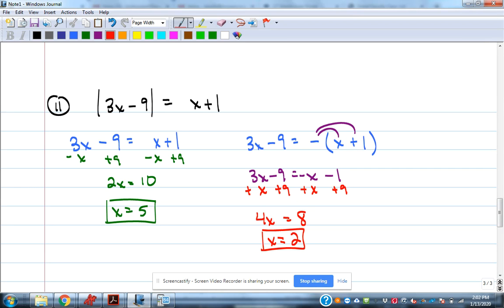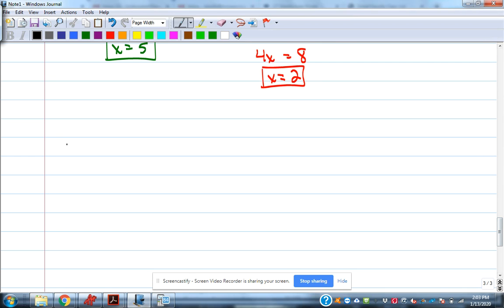It is possible that you get two answers and you check them and only one of them works. And you have what's called an extraneous solution, which means it's an extra answer that doesn't work in the problem. So especially when you have variables on both sides, you need to check your answers, especially today. Okay, so make sure you're going back and checking those. Let's look at a couple more that are kind of like that.